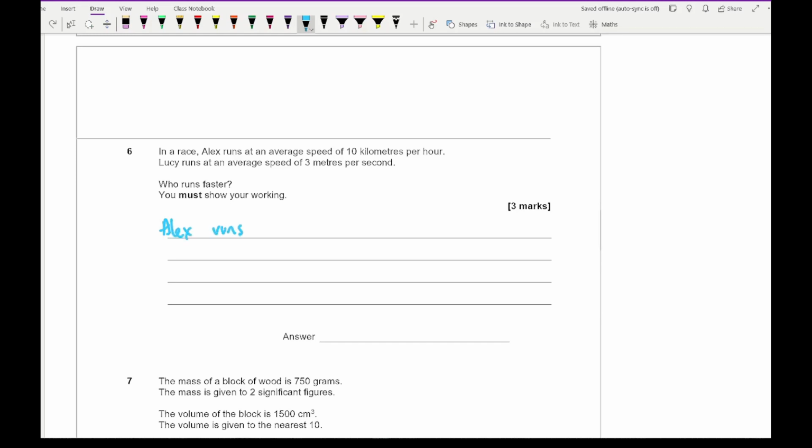would run 10 kilometers in 1 hour. So what we need to find out is how many meters or kilometers Lucy would run if she ran for 1 hour at a constant speed. So here she's running 3 meters per second.